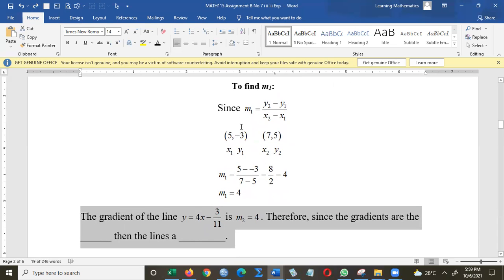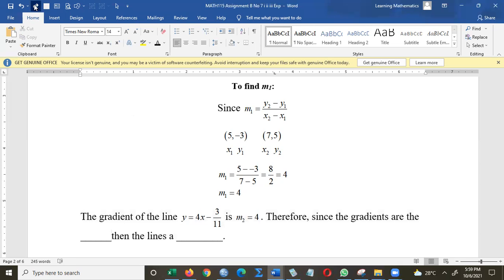And here it is, y2 minus y1: 5 is y2, negative 3 is y1, and the formula comes with a negative sign already. So 5 minus negative 3, that is 8. 7 minus 5, that is 2, because 7 is x2 and 5 is x1. 8 divided by 2 is 4. So here we get 4. Therefore the gradient of the line through the two points is 4, and the gradient of the line y = 4x - 3/11 is 4. Since the gradients are equal, the lines are parallel.